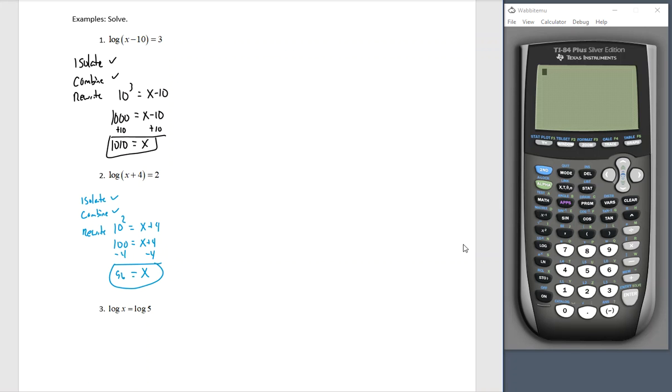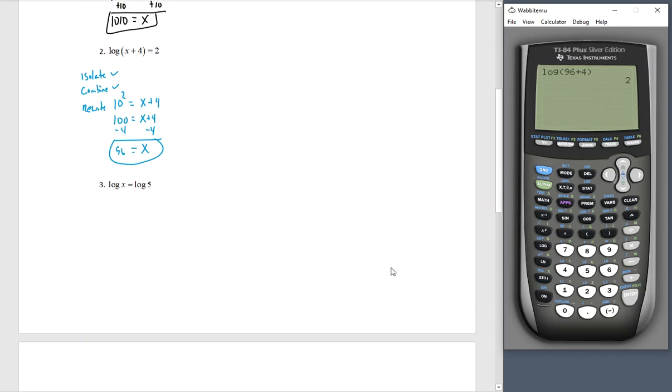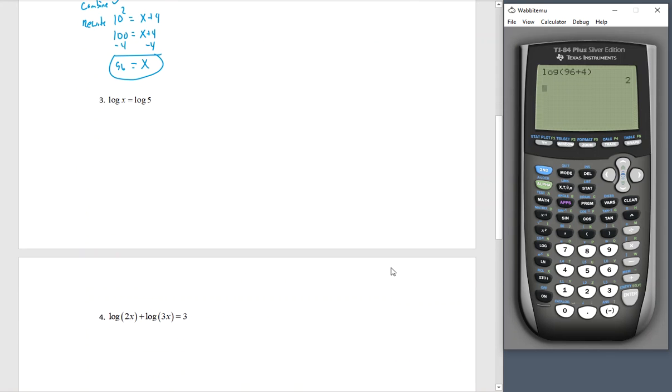And we could always check this if we wanted to. We could do log of 96 plus 4, 2. And because we know 96 plus 4 is 100, we know that 2 is the power we put on 10 in order to get 100. Right? We know logarithms are just exponents. Nothing hard about it at all. Don't overthink a logarithm. It's just a fancy way of writing an exponent.